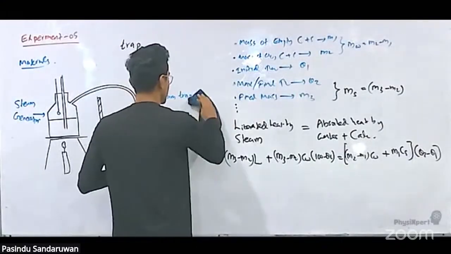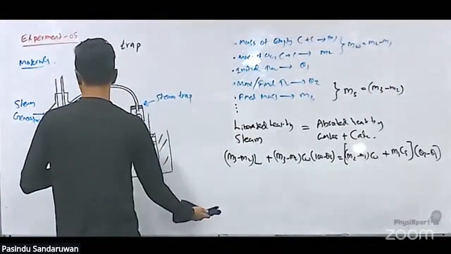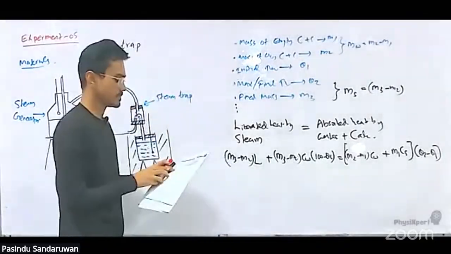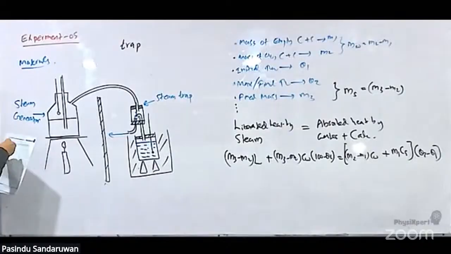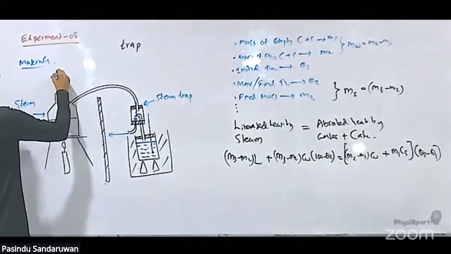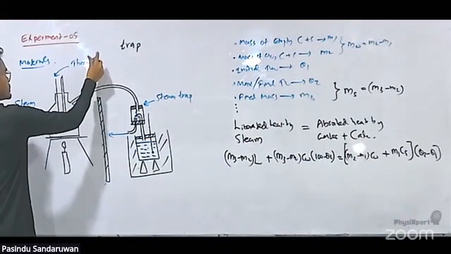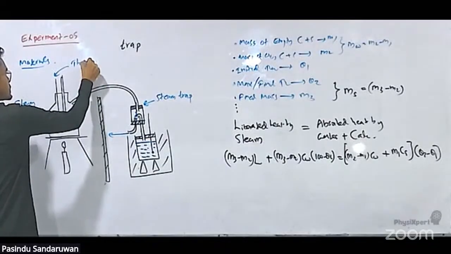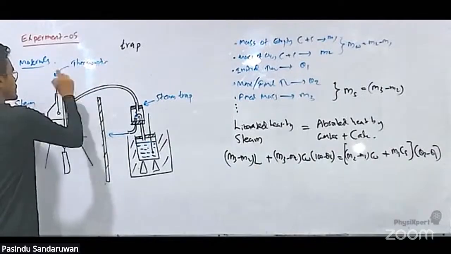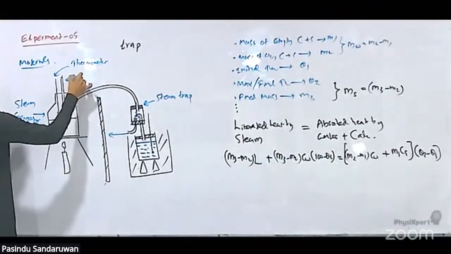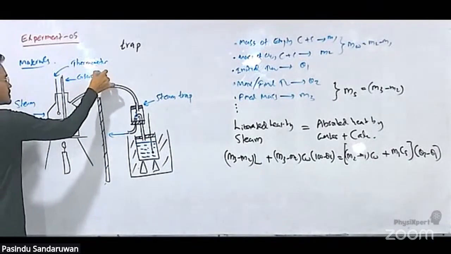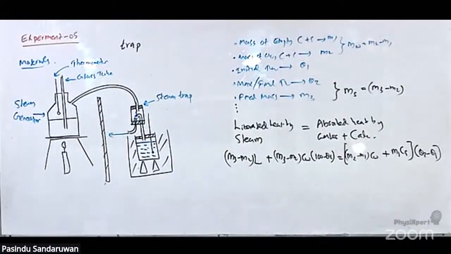Then take down the apparatus. Make a label of the thermometer. This is a glass tube. This is a glass tube, right?